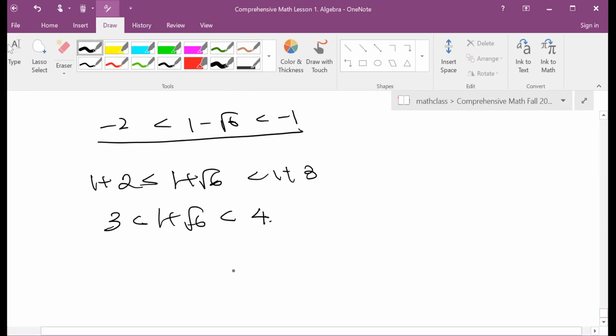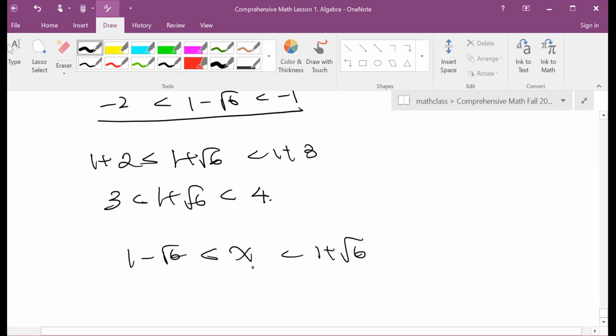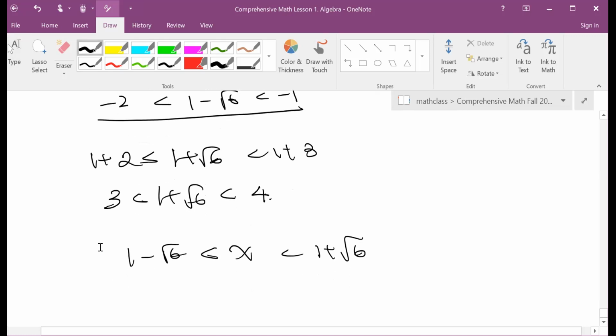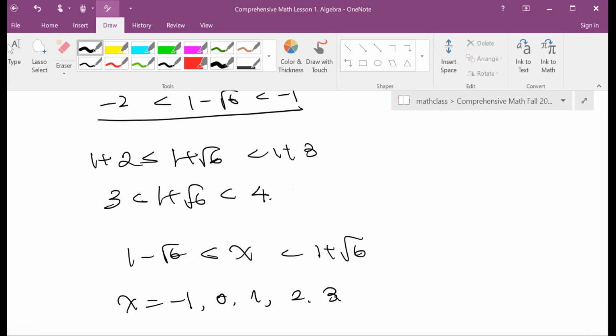So let's go back to this inequality. x is an integer, so x should be equal to negative 1, 0, 1, 2, and 3. That's it. So you get these integers that satisfy the inequality. Okay, got it?